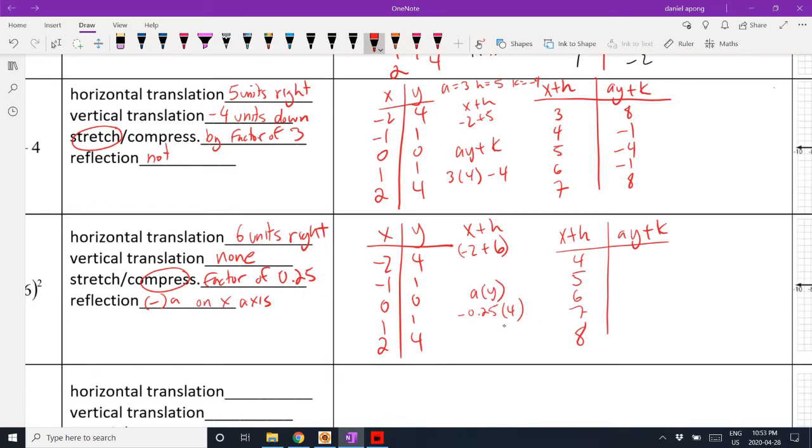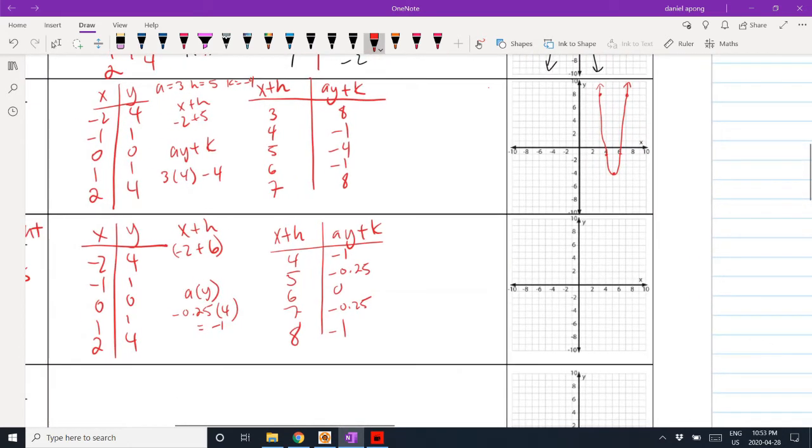So when we do this, we're going to get negative 1, and then we're just going to go down this list. Negative 0.25 times 1 is going to be negative 0.25, 0 times that is still going to be 0, and then these numbers are just going to repeat, negative 0.25, and then negative 1. Okay, and then we can go ahead and graph that.